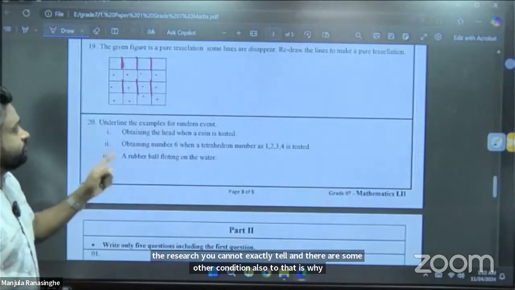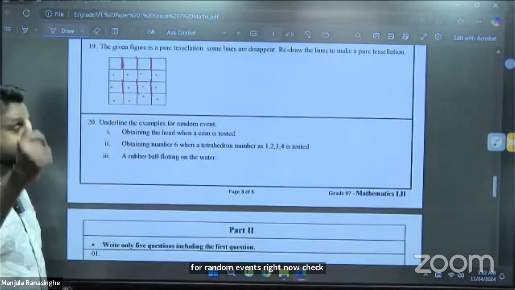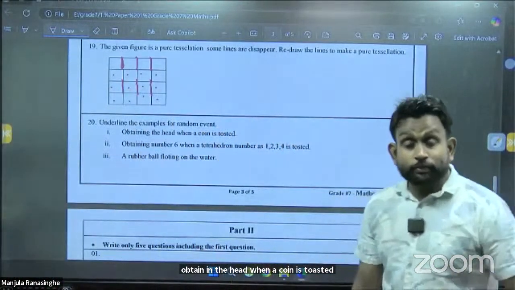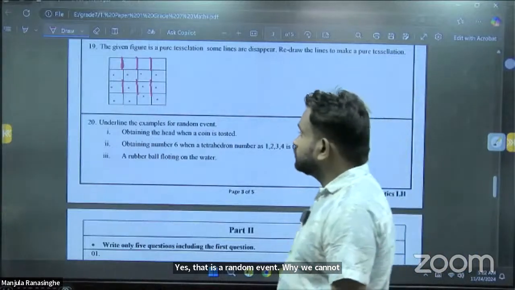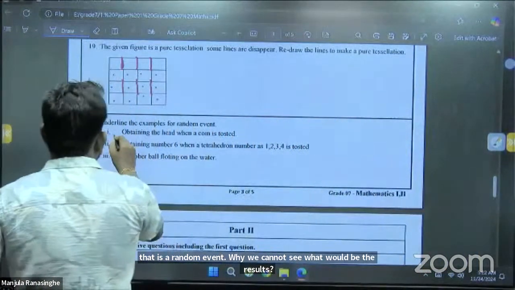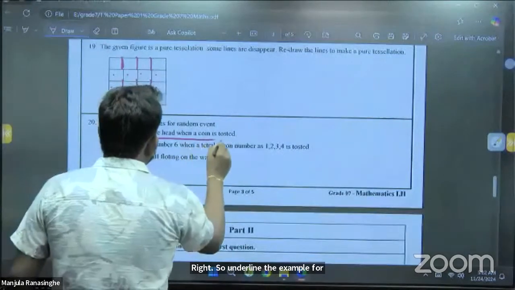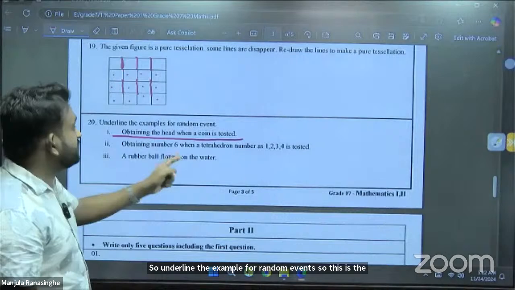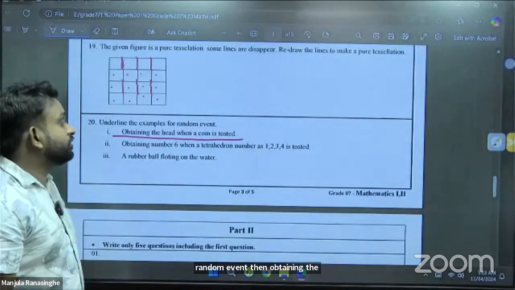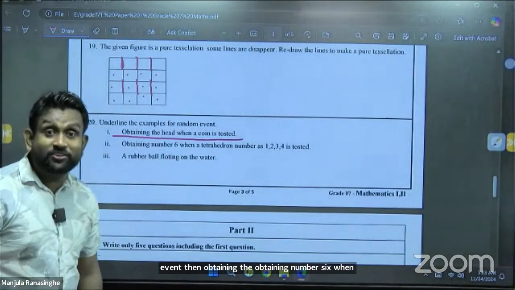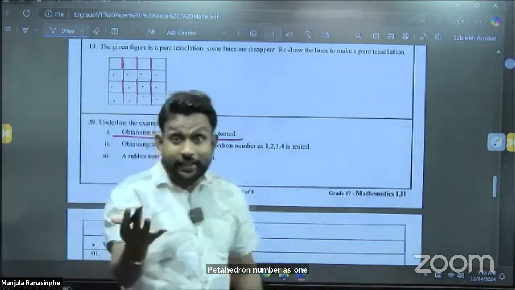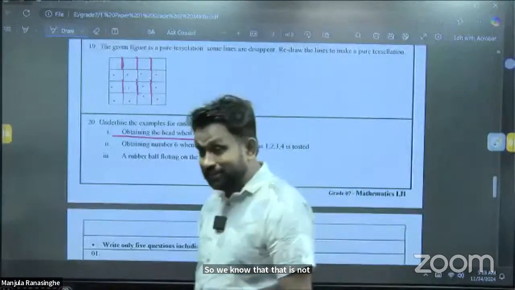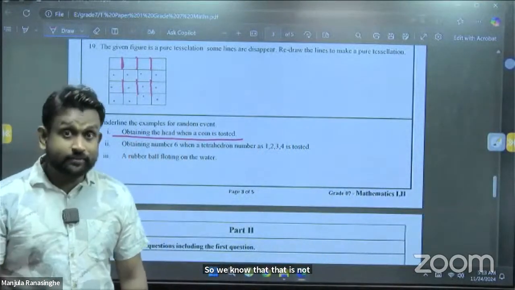Now check. Obtaining the head when a coin is tossed. Yes, that is a random event. Why? We cannot say what would be the result. So underline this example for a random event. Then, obtaining number 6 when a tetrahedron numbered 1, 2, 3, 4 is tossed. Number 6 is not there, so we know that is not exactly happening. So that is not a random event.